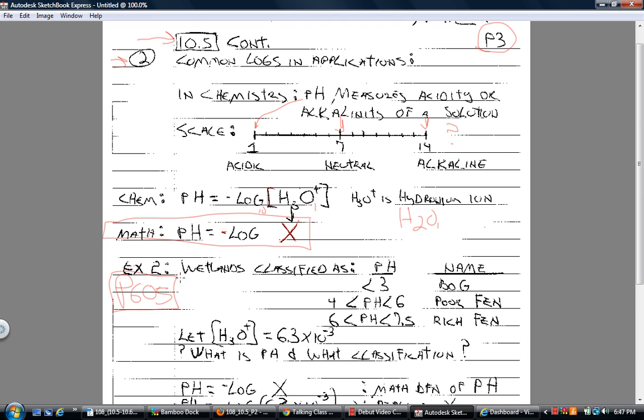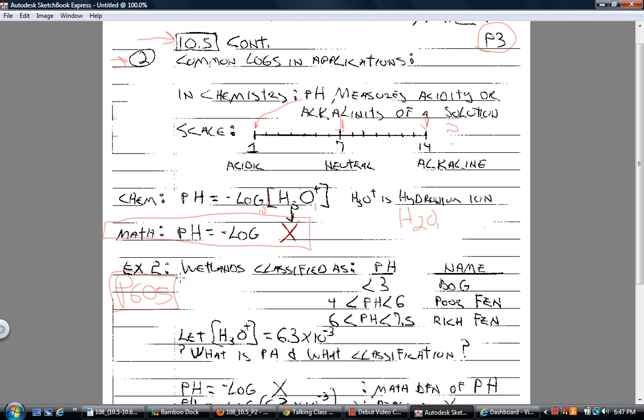If it's between 3.0 and 6.0, it is, oops, I lost my place. The wetland is a poor fen. I have no idea what fen is, but I'd rather be a rich fen if I could. And if pH falls between 3.0 or less, it's called a bog. So there's a little scale here. Okay, now, so there you go.